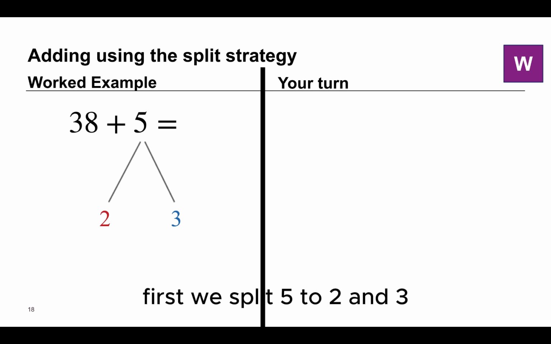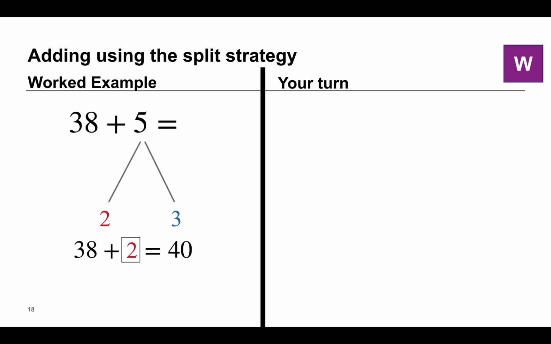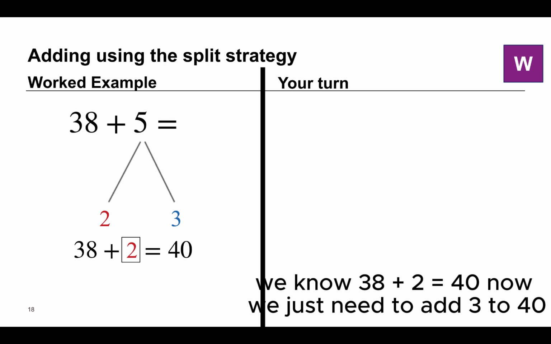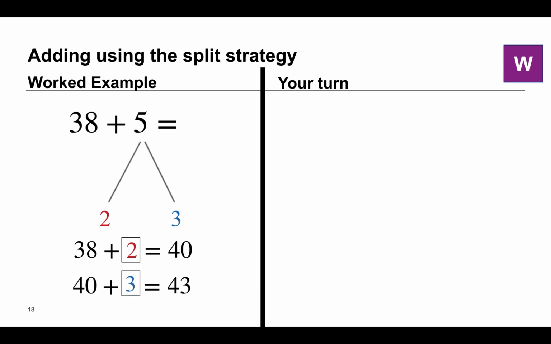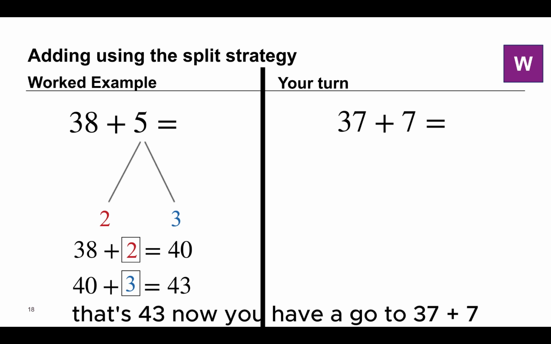First, we split 5 into 2 and 3. We know 38 plus 2 equals 40. Now we just need to add 3 to 40. That's 43. Now you have a go, do 37 plus 7.